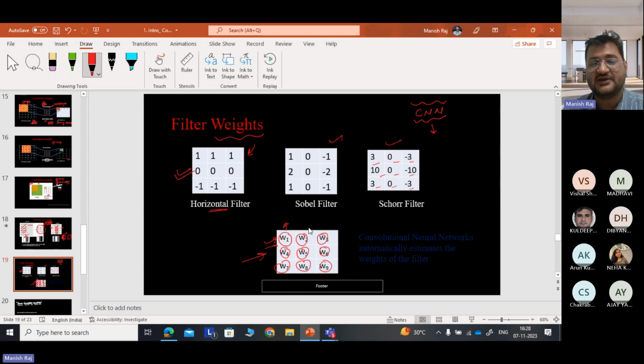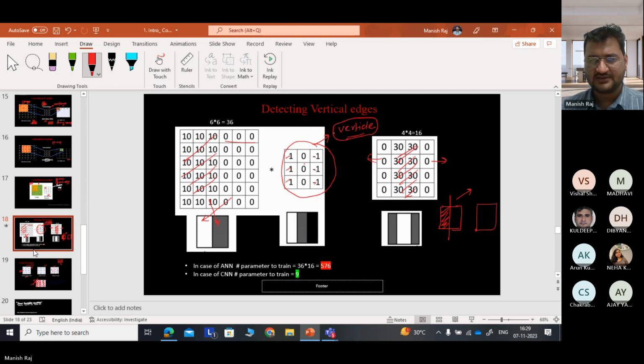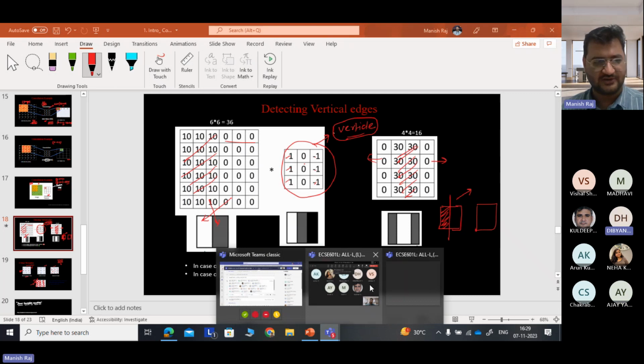So for these filters, there is no need to worry about whether you have to go for the horizontal filter or Sobel filter or vertical filter. You just put any value in this filter, and automatically it will be updated over the epochs, and the system will converge. So I think that is the answer to what you are asking, Ajay. Yes, sir, that part is clear.